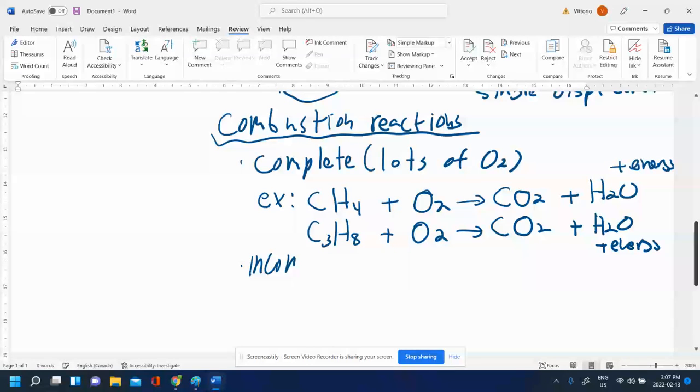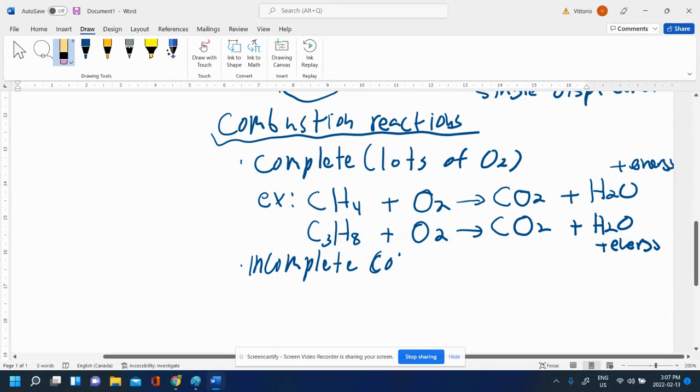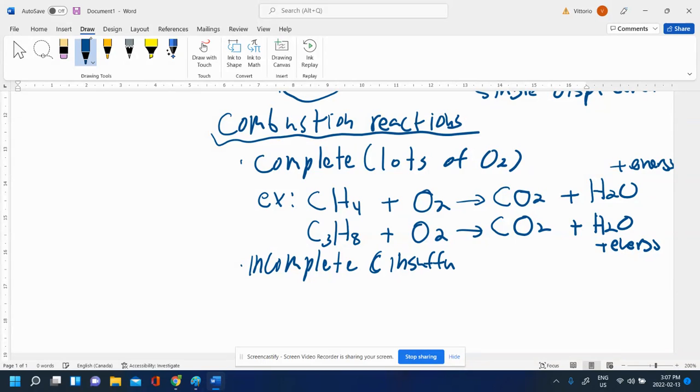Incomplete combustion is when you have a little bit of O2 present, or not enough O2 present. So it's insufficient O2, we say. Or I'll tell you there's not enough O2.